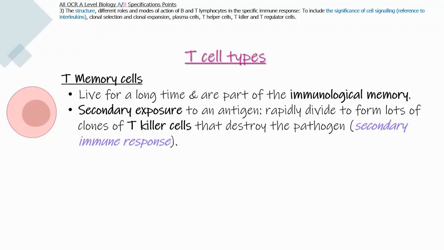We then have T memory cells. So these are involved in the secondary immune response. So they're able to live for a long time.